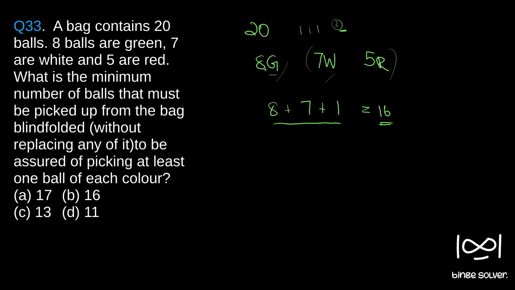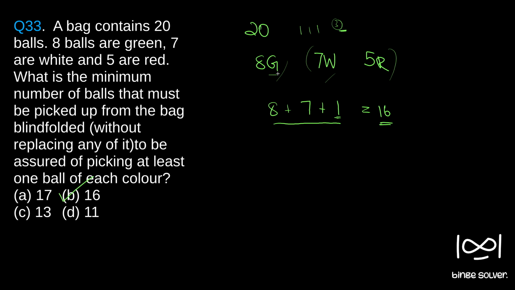In the worst case scenario, we pick up 8 balls that are green, then 7 balls that are white. So 8 plus 7, that is 15 balls we pick up. We only get balls from green and white, so we didn't get a single red. So we need to pick up one more ball, and that will definitely be red. So in this combination we can say there is one ball from each color for sure. So 16 is the answer. So the solution to question 33 is B, 16.